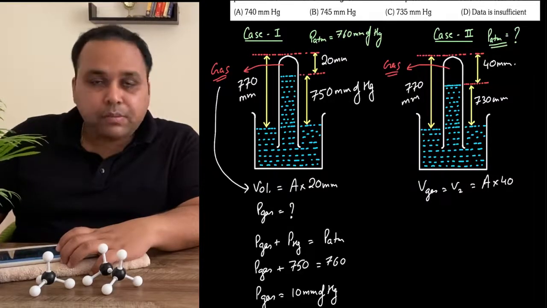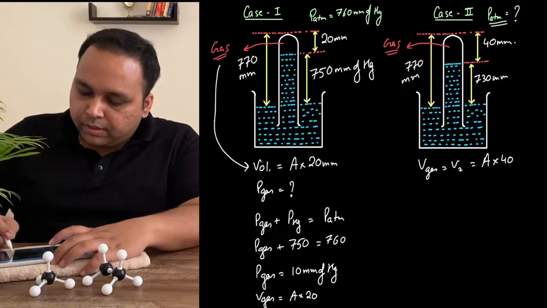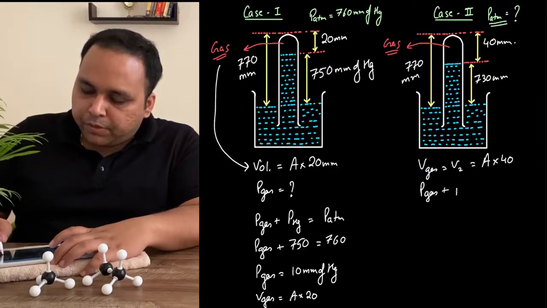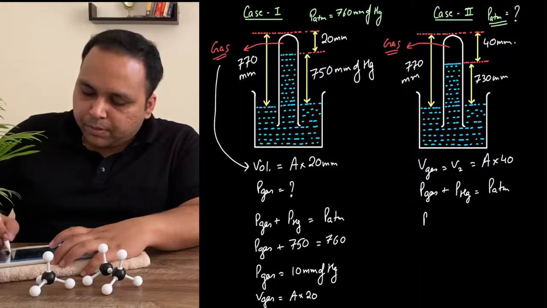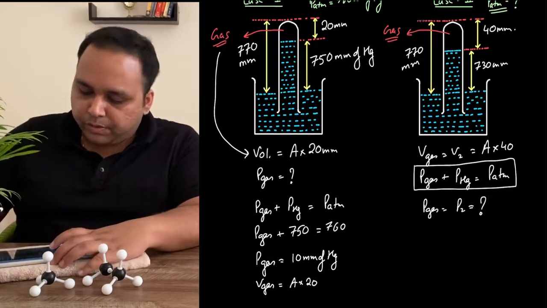So area of cross section remains constant and the height becomes 40 for the gas container. The pressure of gas plus pressure of mercury is pressure of atmosphere. Pressure of gas is P2 and that is to be found out. This equation we will keep a note of because we will use it to find the pressure of atmosphere.